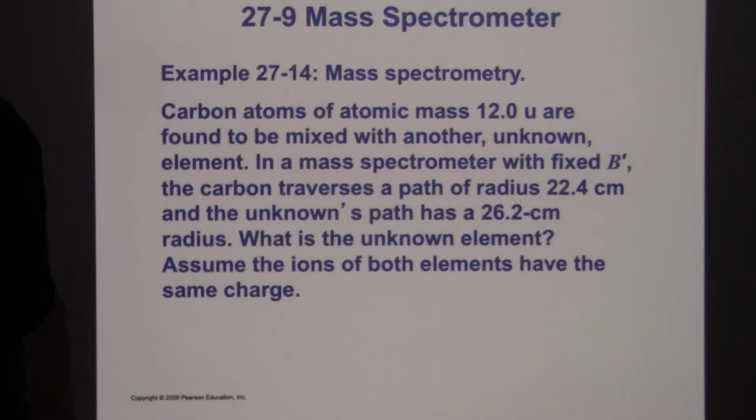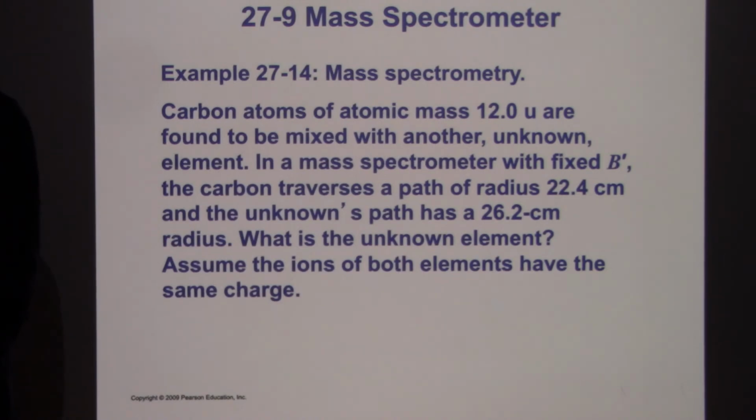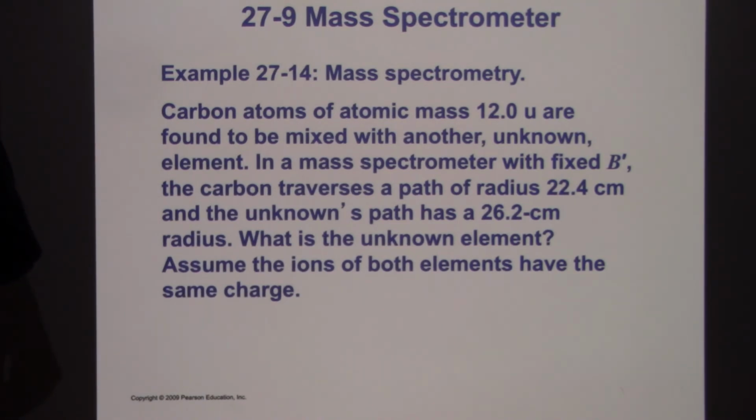So let's take a look at an example. In our example, it says that we've got some carbon mixed in with another element that's unknown. So we have some, maybe it's a solid, and we know that it's some mixture, maybe it looks like graphite, but we suspect that it's not purely carbon, that some other element has been mixed into the graphite material or whatever it is.